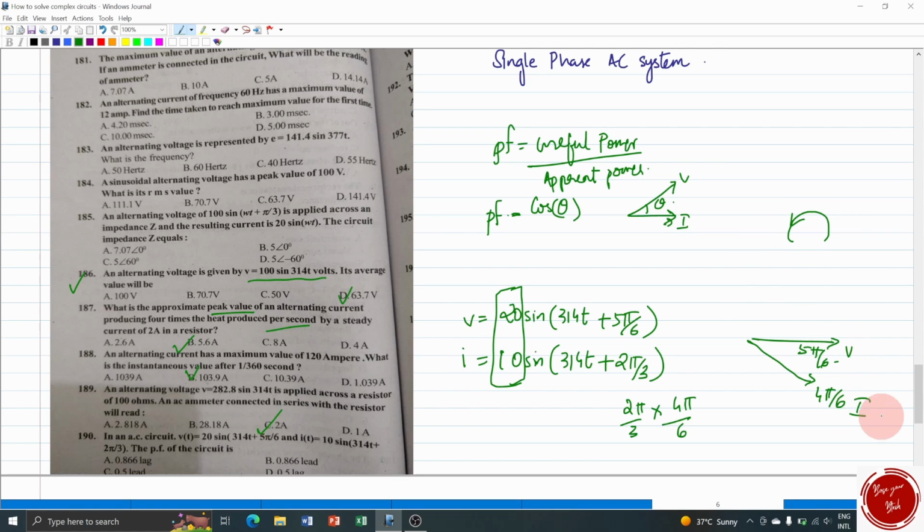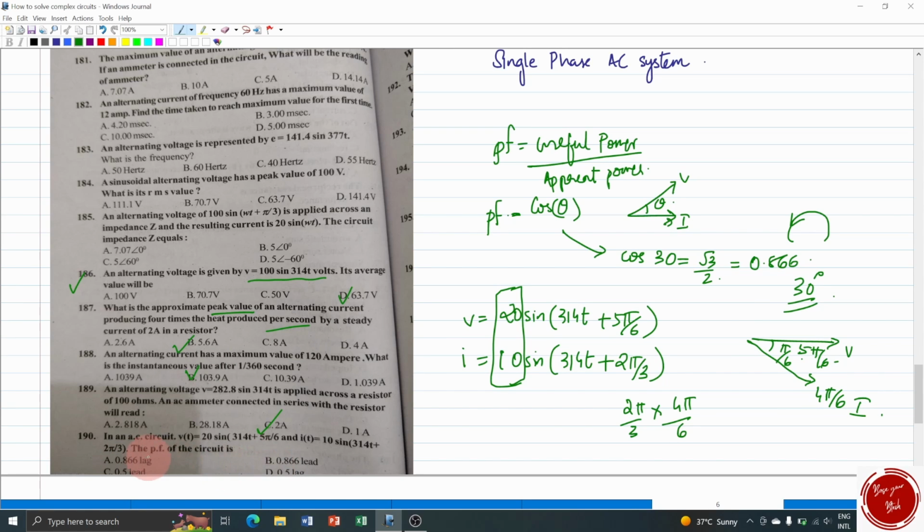Now this is your current. So what is the angular separation? 5 pi by 6 minus 4 pi by 6, that is pi by 6. Pi by 6 means 30 degree. Now the power factor equation is cos of the angle between them, that is 30. Cos 30 is root 3 by 2, or it is 0.866, and so 0.866 is the answer, that is option A or B.